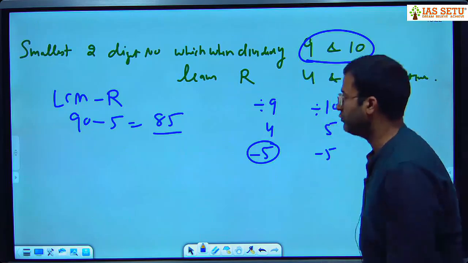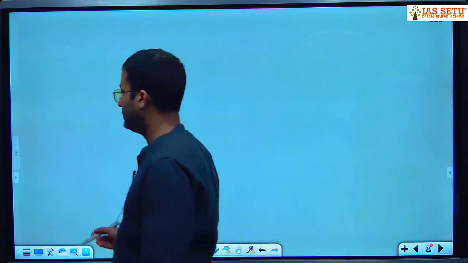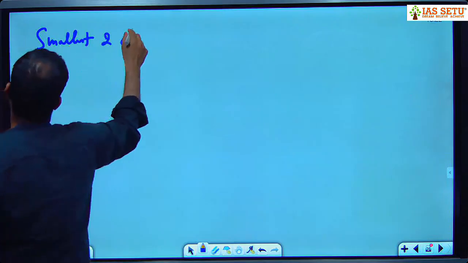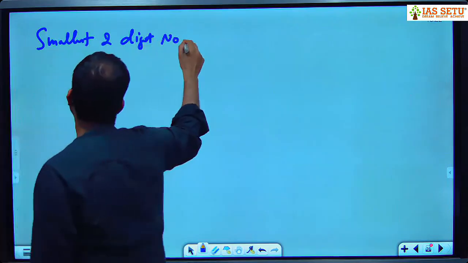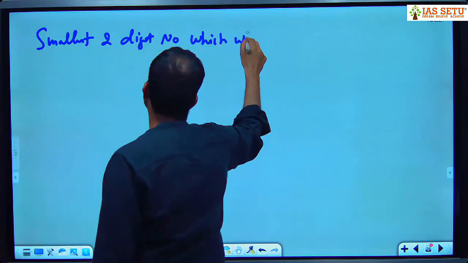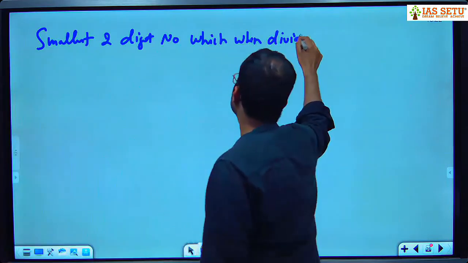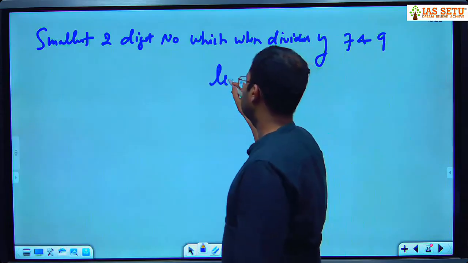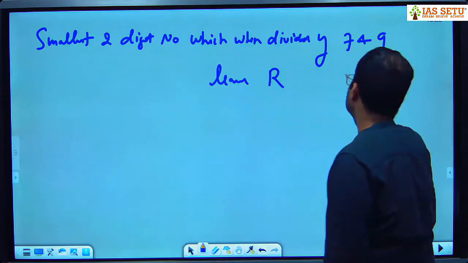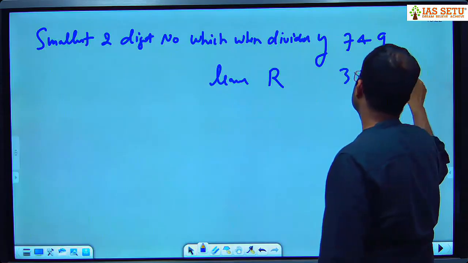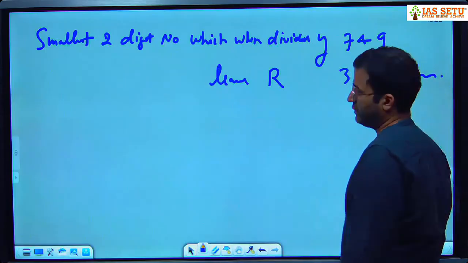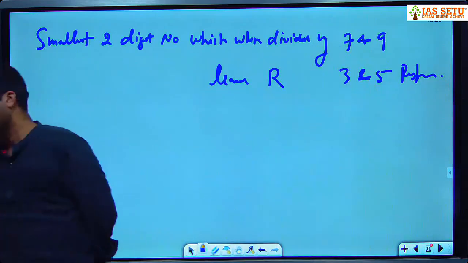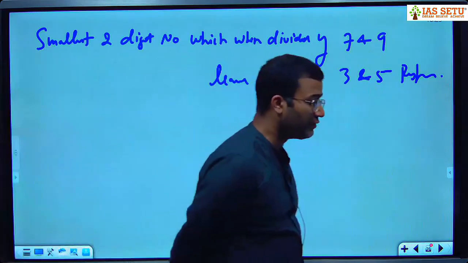Let me solve one more question for you. Smallest two-digit number which when divided by 7 and 9 leaves remainder 3 and 5 respectively. So this question is of LCM, divided by 7 and 9 and leaves different remainder 3 and 5 respectively.